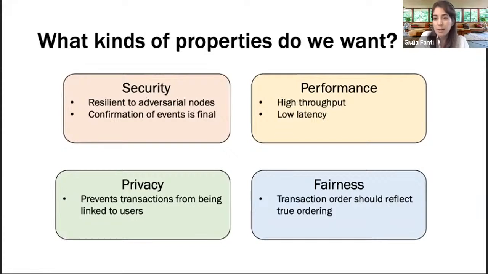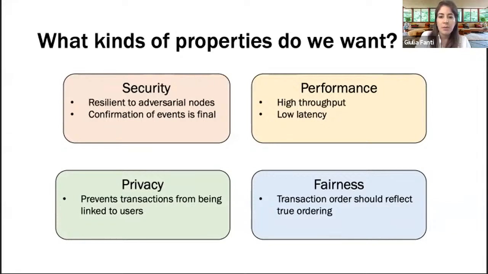And this is particularly important in cryptocurrencies, which have been one of the main applications of blockchain so far. But it also matters in other applications as well. Some other properties, which are maybe second order to security and performance, include privacy and fairness.